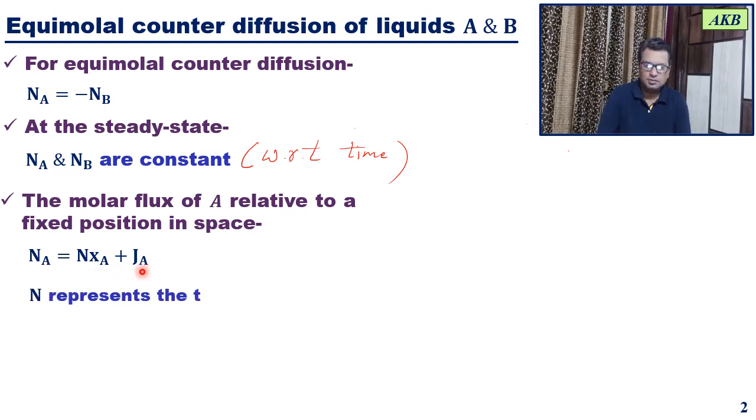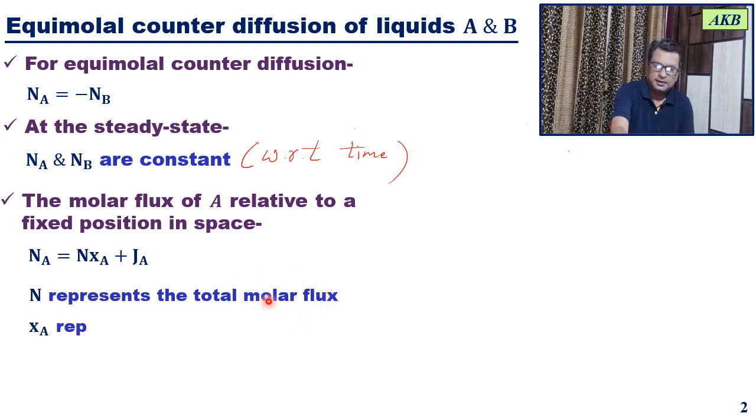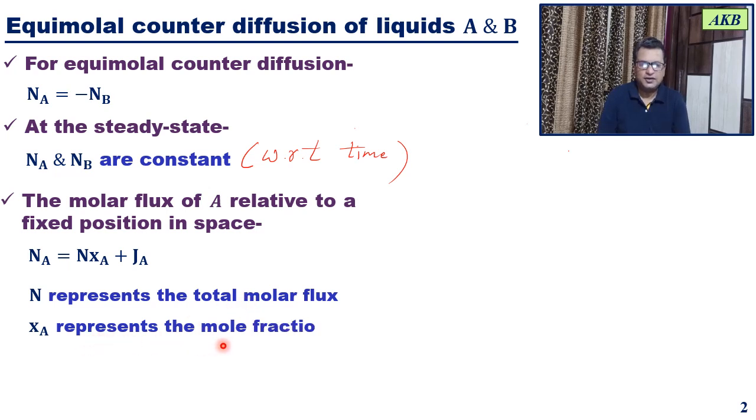What are the terms involved in this equation? Capital N represents the total molar flux, which is the addition of the molar fluxes of components A and B. Then small xa represents the mole fraction of A in the mixture. Ja is the other type, the J type of molar flux for component A.